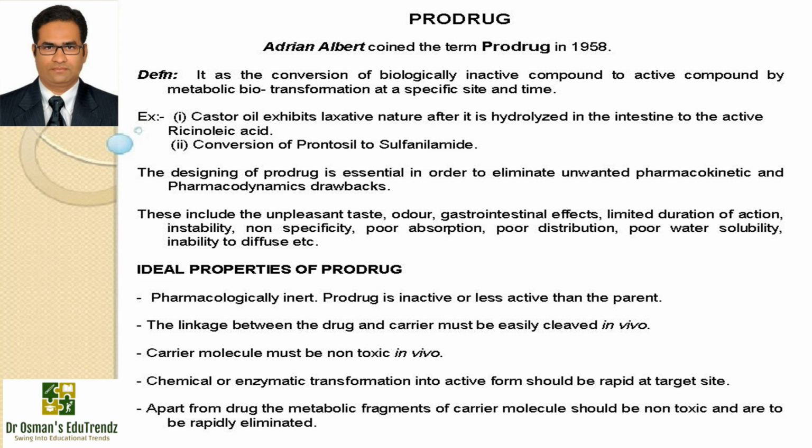If we have an idea about the ideal properties of a prodrug, we already know that any prodrug should be pharmacologically inert. It should not have any pharmacological action. A prodrug is inactive or less active than the parent drug. The linkage between the drug and the carrier, a carrier being the one which carries the drug to that particular site of action, must always be easily cleaved in vivo, inside the environment. At the site of action it should be easily cleaved, there should be no difficulty there.